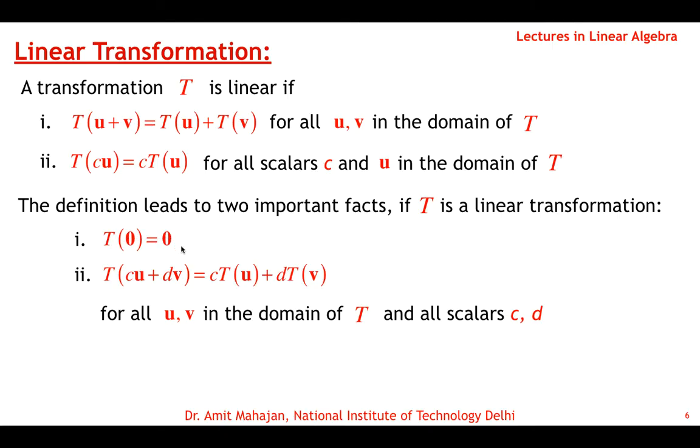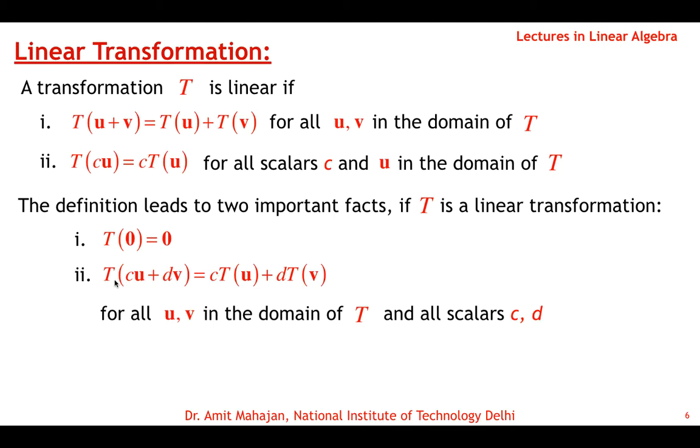And the second fact is that T of cu plus dv is c times Tu plus d times Tv, okay. So you remember if u and v are two vectors, then cu plus dv is a linear combination of vectors, okay. So the transformation of a linear combination of vectors is the same as the linear combination of transformed vectors, okay. So you take the linear combination and then transform it, or you first transform the vectors and then take their linear combination, it is the same result. Okay, so you can again prove this.